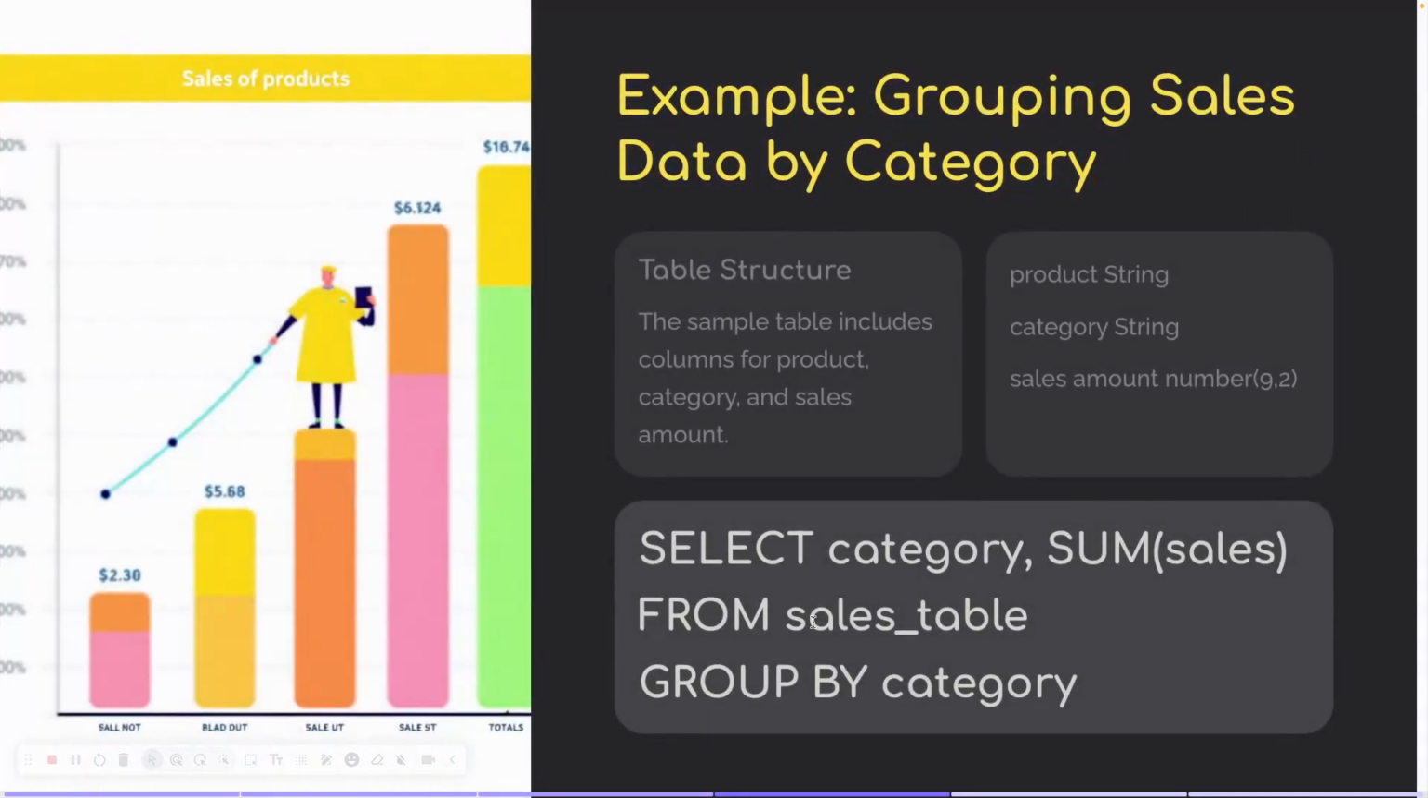Let's look at a quick example here. We have a very simple table structure. It includes a product, which is a string, a category, which is a string, and then a sales amount, which is a number or a monetary value. We want to take those sales and roll them up, in this case, by category. So we will say select category, which is the grouping we're going to do. Then we're going to say our aggregate function, in this case, we're going to sum up the sales from the sales table. Then we say group by, and then what we're aggregating on, which is category.